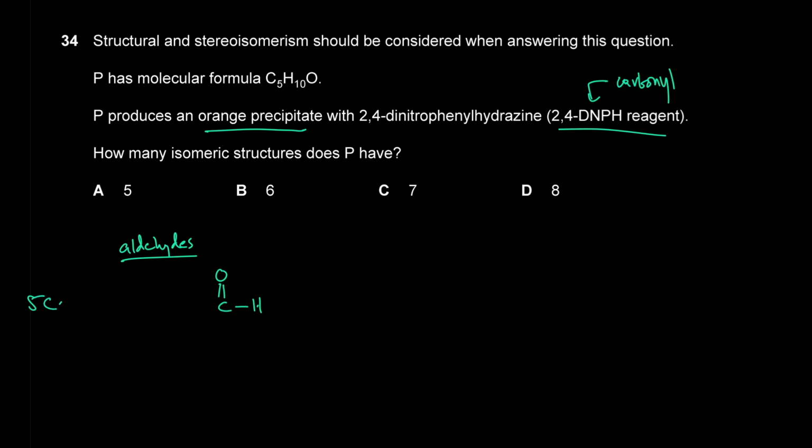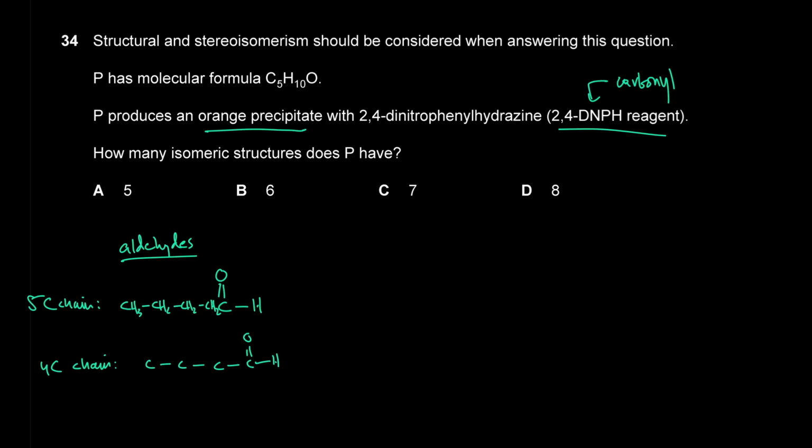We're going to start with a 5-carbon chain, which is the simplest one. That will just be CH3, CH2, CH2, CH2, and then CHO. That's pentanal. Now we can have a 4-carbon chain, which would be a branched chain.